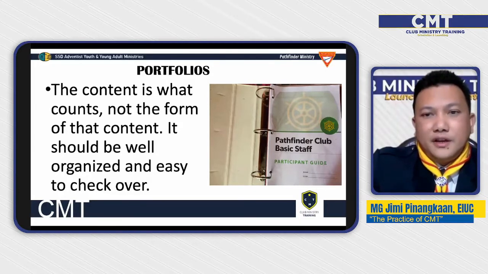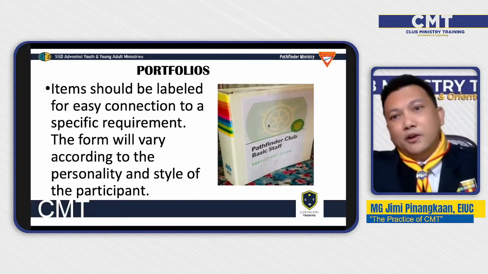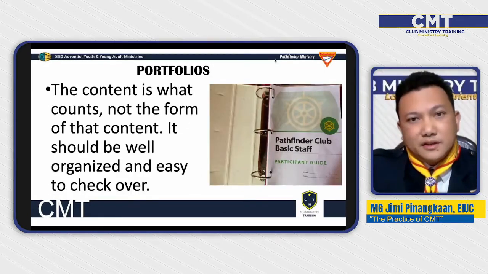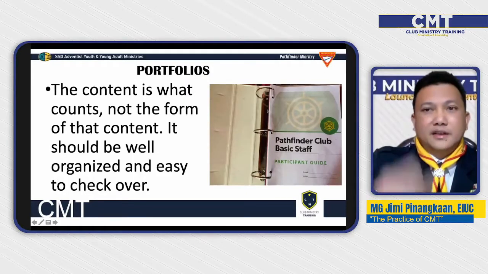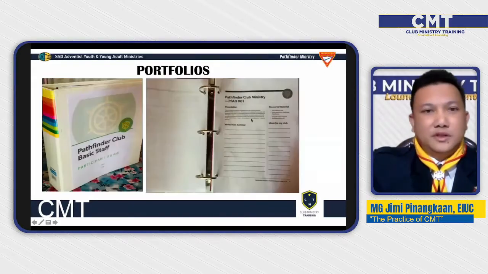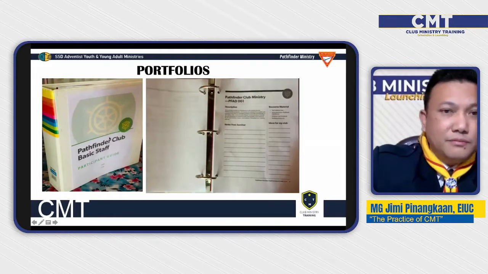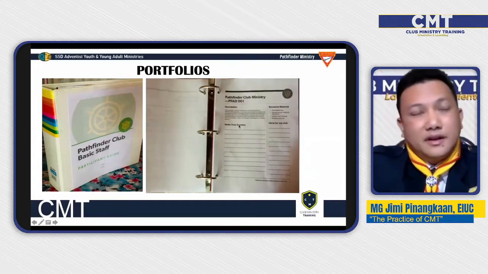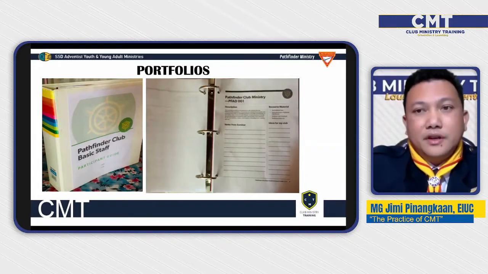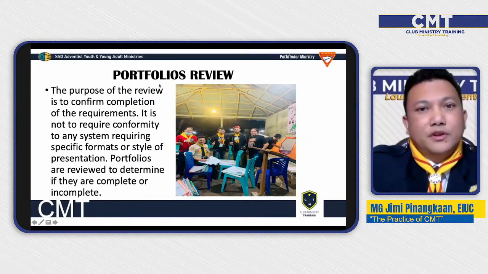Because if we use a ring binder like this, we can open it and then close it again. So we can take the documents and put all the documents in the portfolio. This is a sample of a portfolio, a three-ring binder, or in some other countries only two-ring binders. So this is the example of portfolio review.